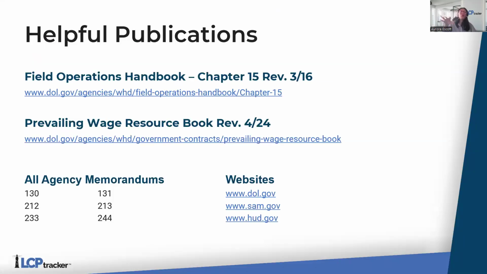Okay, so some tools I'm going to leave us off with. Field Operations Handbook, Chapter 15. This is a resource that is built for investigators, and it's a really good idea to maybe know what investigators are looking at, right? Prevailing Wage Resource Book. This was built for contractors, and it gives a fantastic overview of the Davis-Bacon rules and requirements. Both of these can be found on the Department of Labor's website.